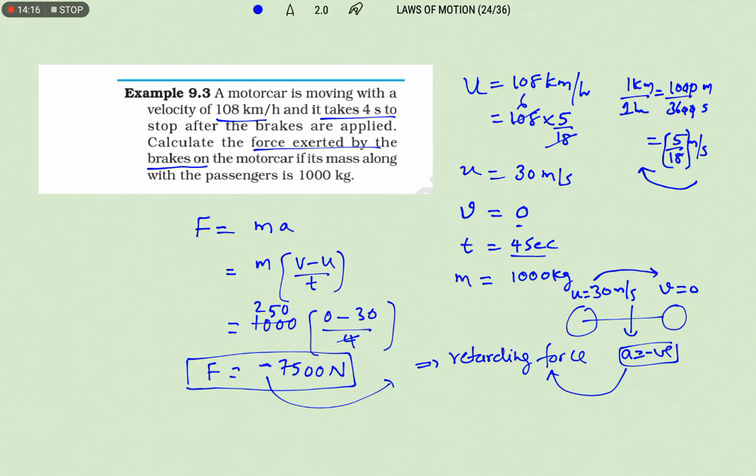They are going to ask whether it may be an accelerating force or a retarding force. So it is a retarding force. That means a retarding force is nothing but the opposing force. Right, next one.